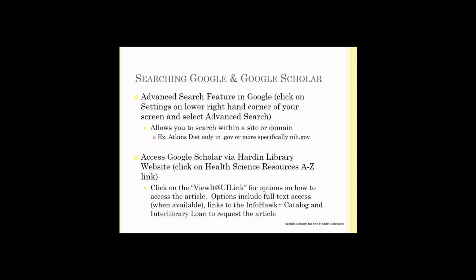Google has an advanced search feature, and it'll be on the lower right hand corner of your screen. There'll be an option that says settings. If you click on settings, select advanced search. What advanced search allows you to do is search within a site or a specific domain. So for example, if you're searching for information on the Atkins diet, you can actually have Google set up to just search all websites that have a .gov domain, or more specifically, search for NIH.gov, which is the National Institutes of Health.